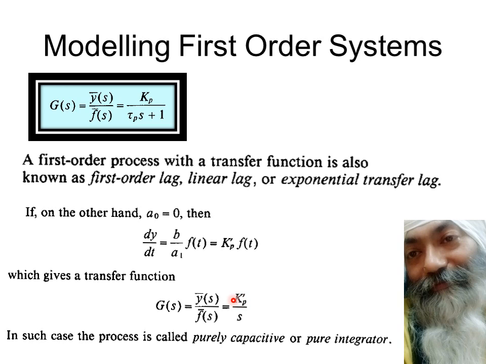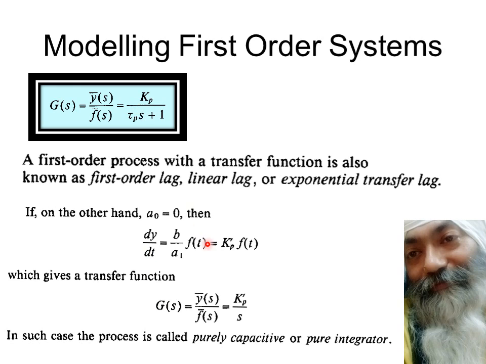My dear friends, compare it with this one. I cannot put tau p equal to 0 directly, I cannot, right? We have to see that in case a naught is equal to 0, this entire thing comes out to be this. It's all in front of you step by step, and we get this as the transfer function. Compare it with this one.